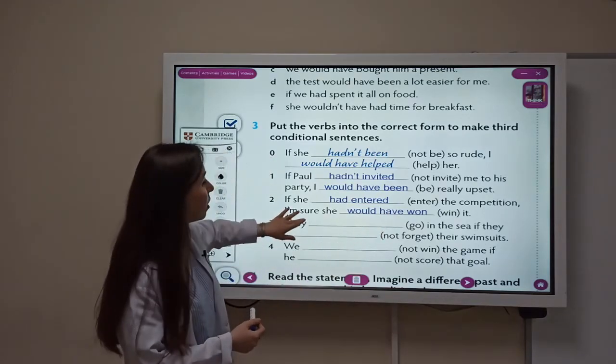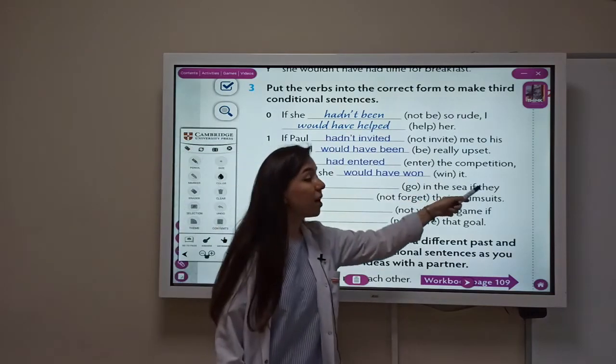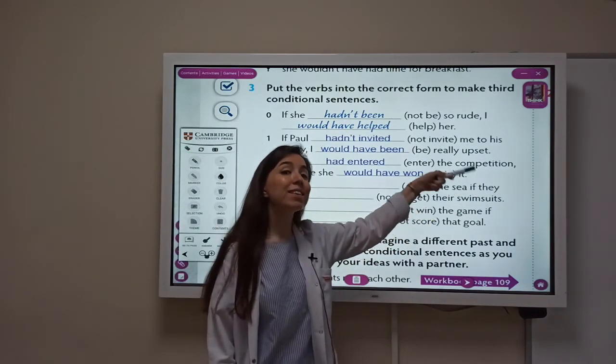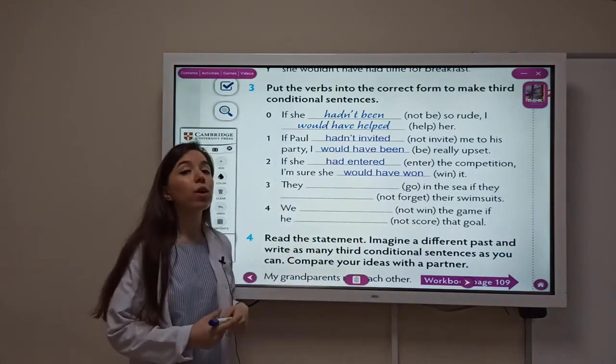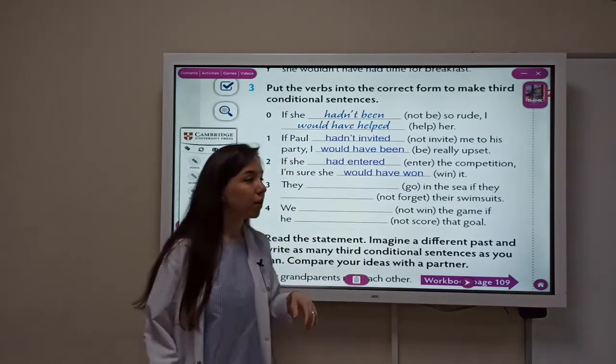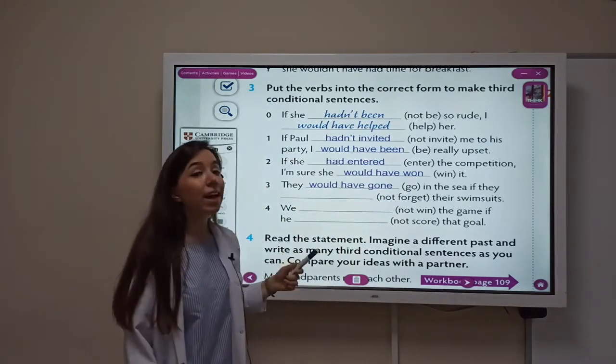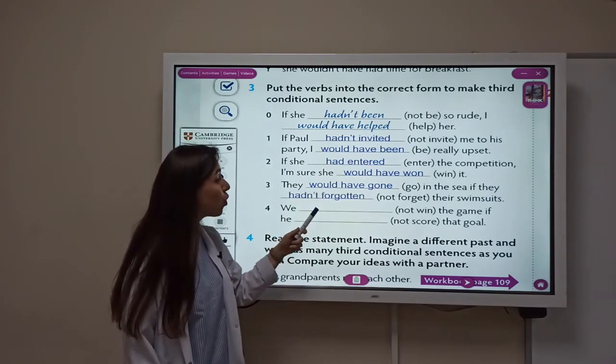And number 3. They in the sea. Look at here, the if clause comes in the second part. So here we need to write would plus past participle, and then the if clause. Yes, they would have gone in the sea if they hadn't forgotten.